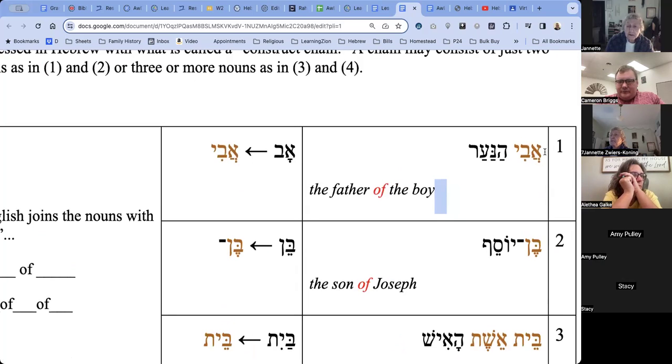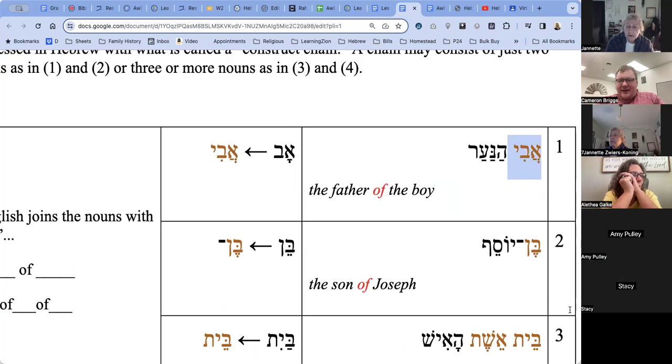So let's see. Avi ha-na'ar. Avi ha-na'ar. So Av changes to Avi, the father of the boy. So instead of having a separate word, it's changing the actual title or the noun there.